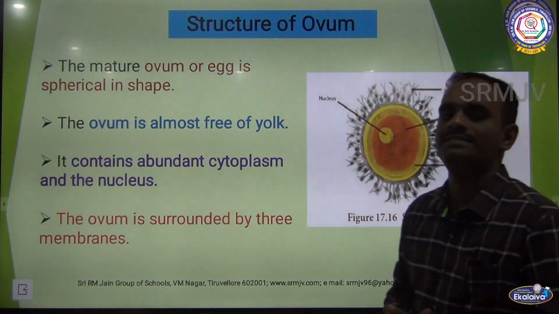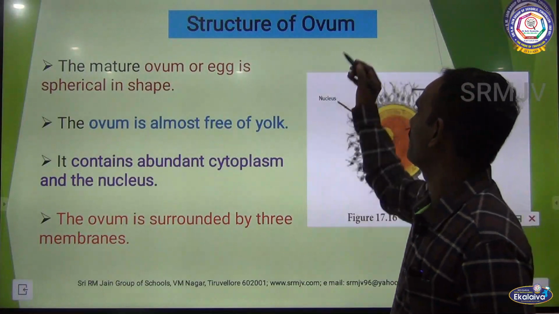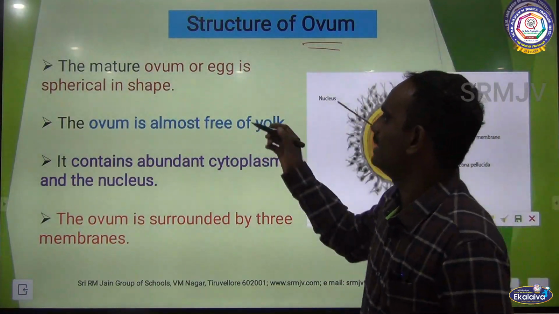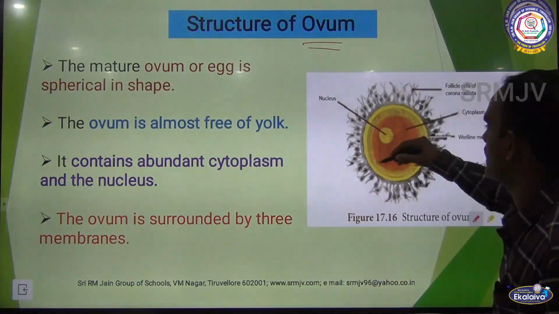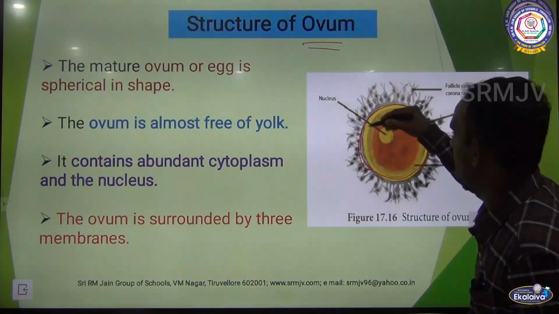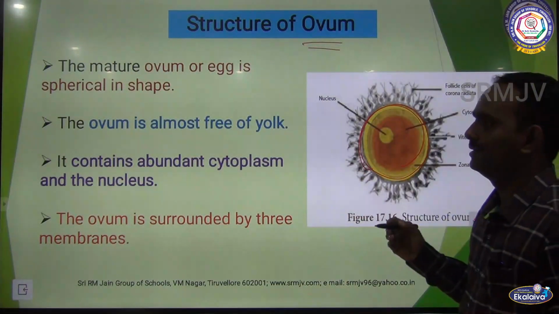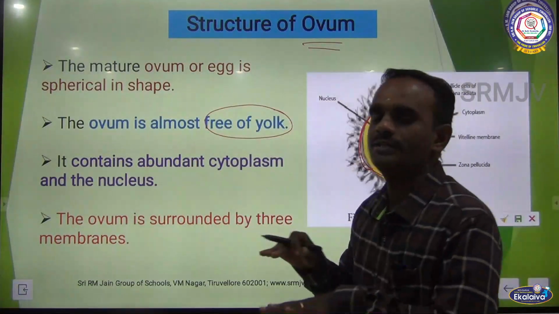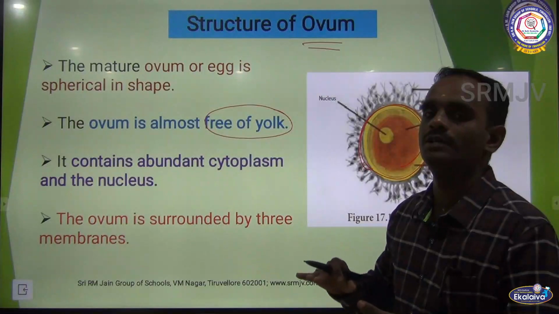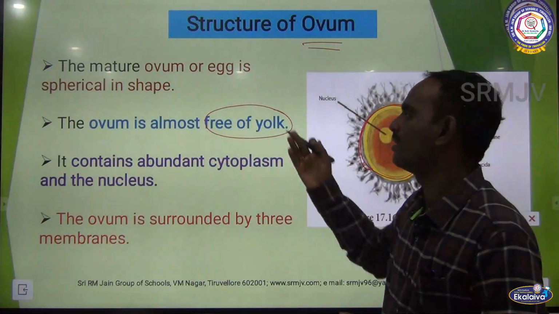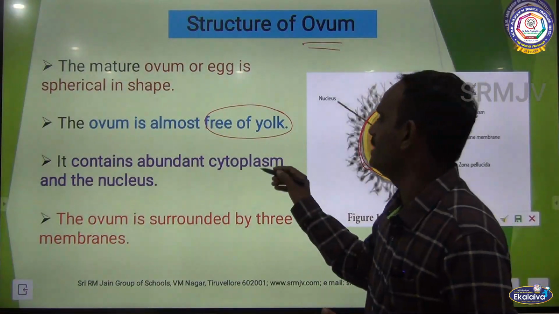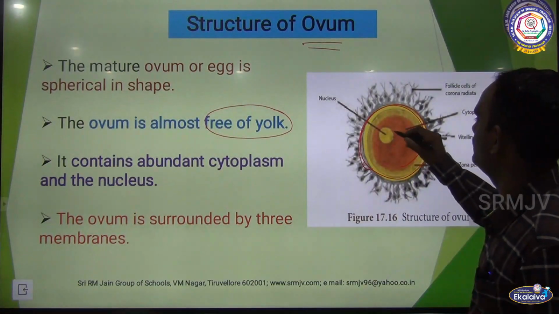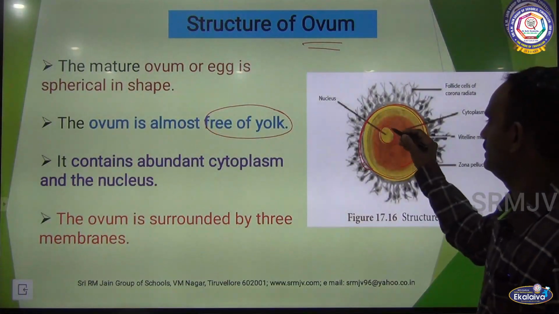Next, we will see the structure of ovum. A mature ovum or egg is spherical in shape. See the structure. This is the spherical or round shape. The ovum is almost free of yolk. There is no yolk at all. Human ovum does not have any yolk. It contains abundant cytoplasm. Inside the egg, abundant cytoplasm and the nucleus are present. See the nucleus here.